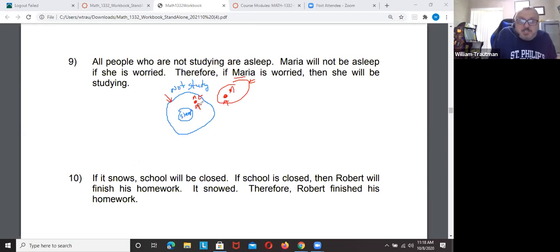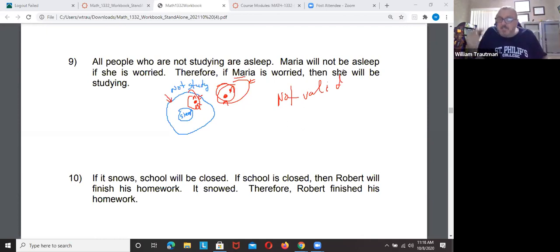So do you see, if Maria is worried, she will be studying. I could put Maria here not studying, or I could put Maria here studying. If you could put dots in more than one location to disprove it, then the whole thing is not valid. I can put the dot in more than one spot, which makes this not valid.